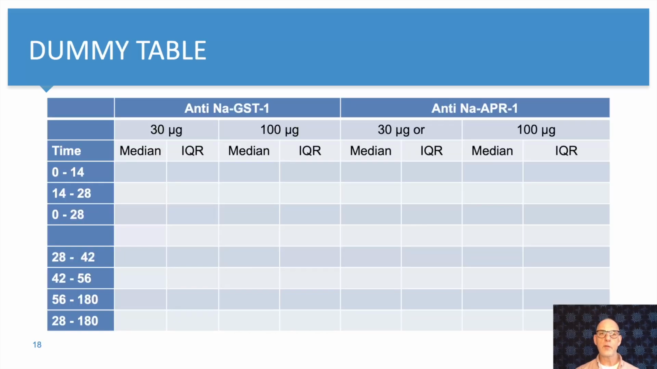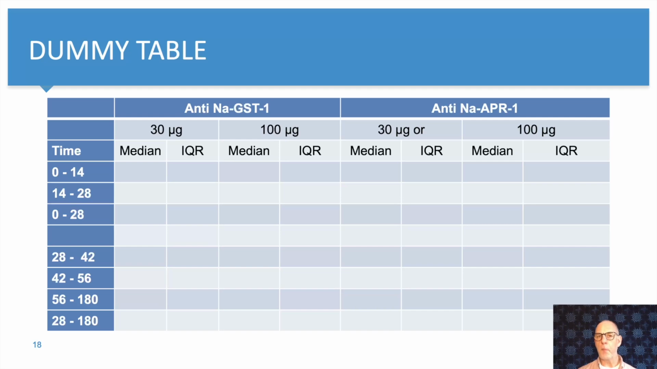And then dummy tables and dummy graphs. This is an example of a dummy table that I made for the analysis of a randomized clinical trial I was involved in. I knew right from the start that I had to report results for 2 different compounds, each compound having 2 different dosages. And I also knew that I had to report those outcomes for different time frames and time periods.